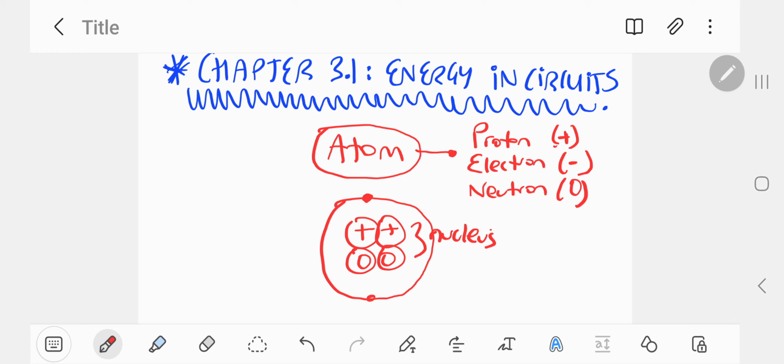Helium has 2 electrons. It's the second element on the periodic table, atomic number 2, so it's got 2 electrons and 2 protons. An atomic mass of 4, so you can see there's 4 particles in the nucleus, 2 protons and 2 neutrons.